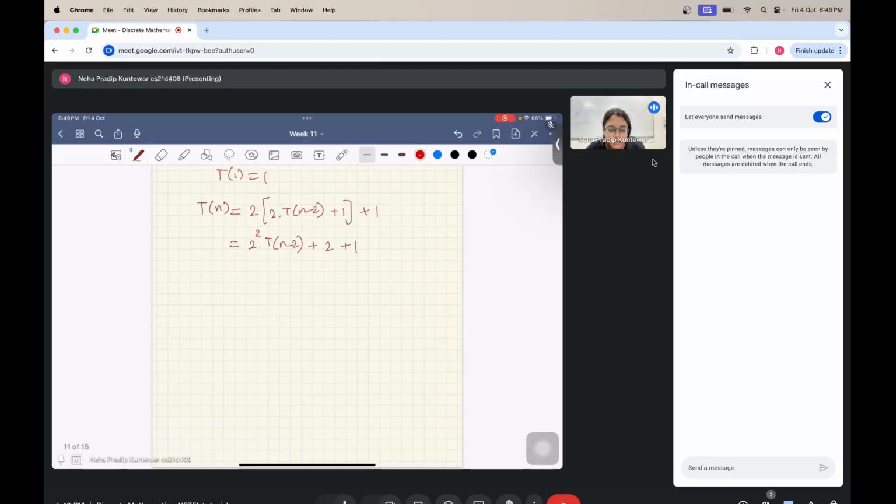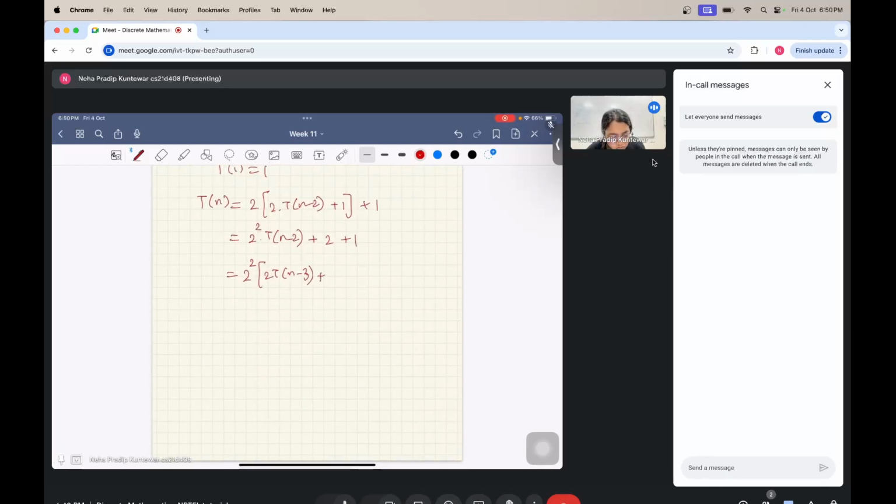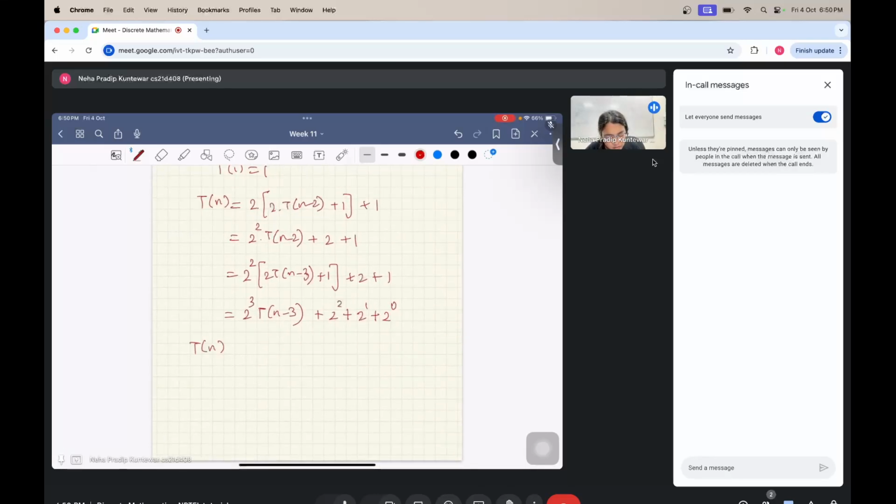And now you expand this one step further, so you get 2 square times 2 t of n minus 3 plus 1, plus 2 plus 1, and this becomes 2 cube t of n minus 3 plus 2 square plus 2 plus 1. Okay, so if you do this for k steps, what you get is t of n is 2 to the k times t of n minus k plus 2 to the k minus 1 plus 2 to the k minus 2 plus, and so on, all the way up to 2 to the 0.